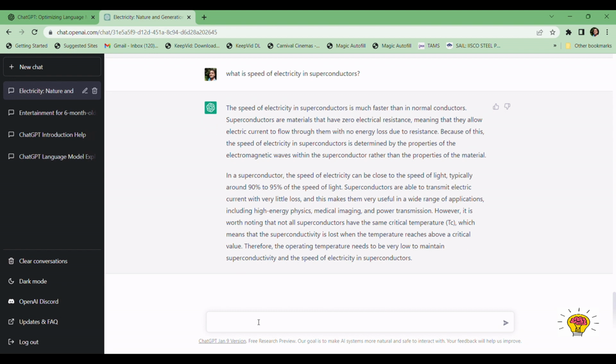इसका मतलब आपने बताया कि कंडक्टर्स में भी 90 to 95% है स्पीड ऑफ इलेक्ट्रिसिटी, सुपर कंडक्टर्स में भी 90 to 95% है स्पीड ऑफ लाइट. Can speed of electricity never be equal to the value of speed of light.